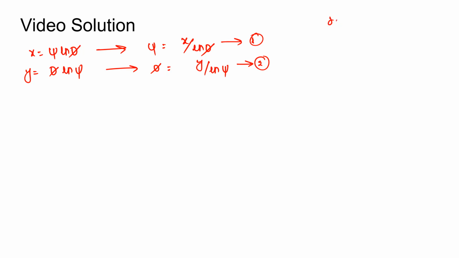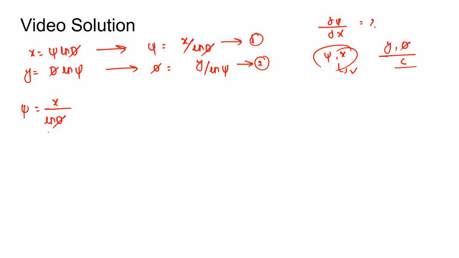In this question we have to find del psi upon del x. So we will consider psi and x as variables, and the other two, y and phi, will be acting as constants here. So in equation number 1, psi equals x upon ln phi. If we replace the value of phi by equation number 2, we will get x by ln of y upon ln psi. We can write it like that also: x by ln y minus ln into ln psi.